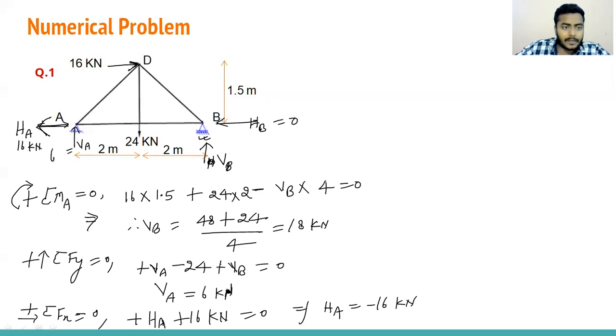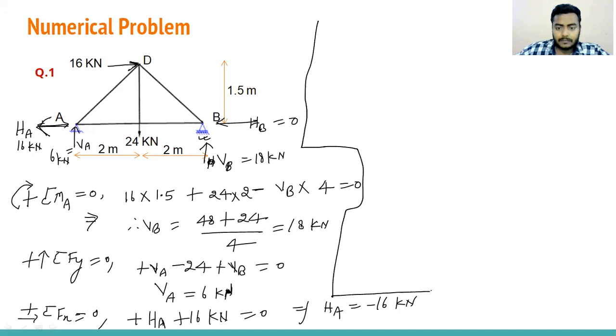VA we have calculated 6 kilonewton. VB we have calculated 80 kilonewton. So now we found the reactions. Now we can calculate forces in members by using the method of joints. So I am taking joint A, right? Joint A, draw the free body diagram.